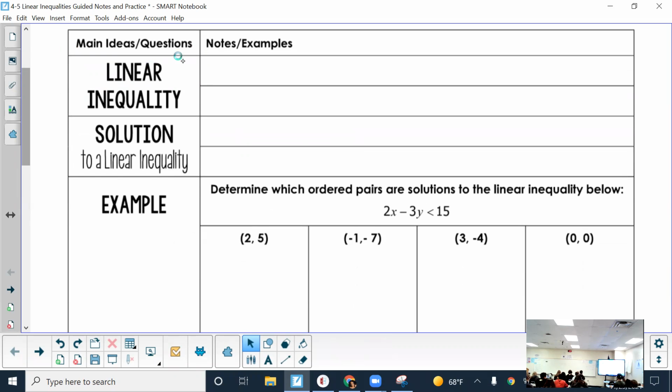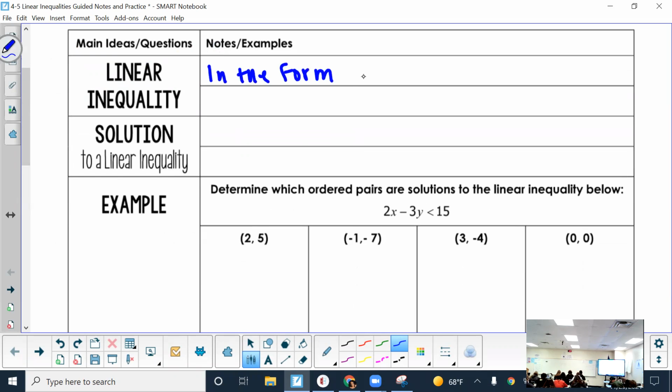So we have linear inequalities, which are in the form y equals mx plus b, except the equal sign is now an inequality symbol.